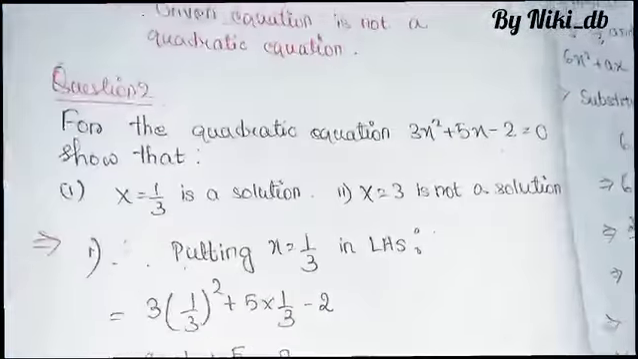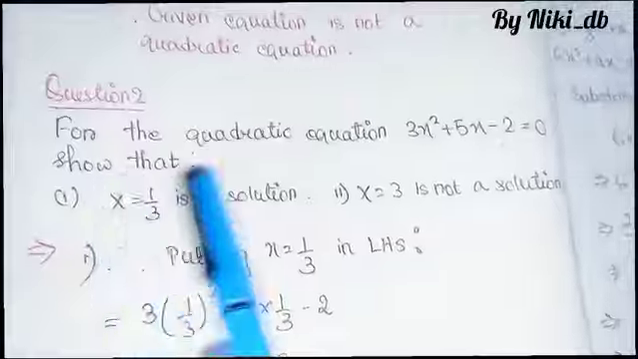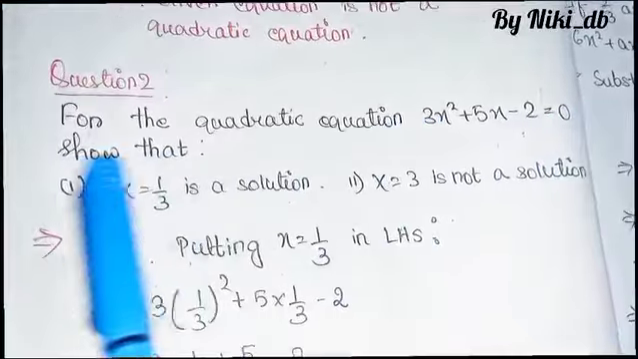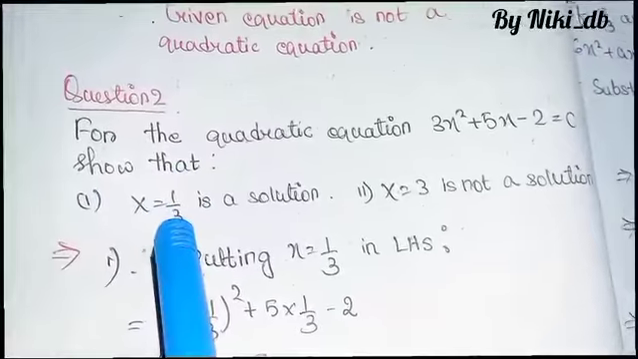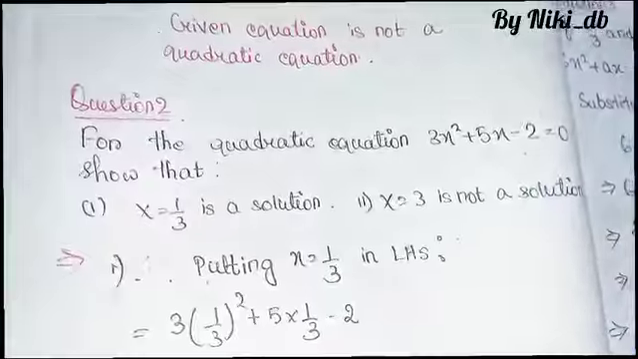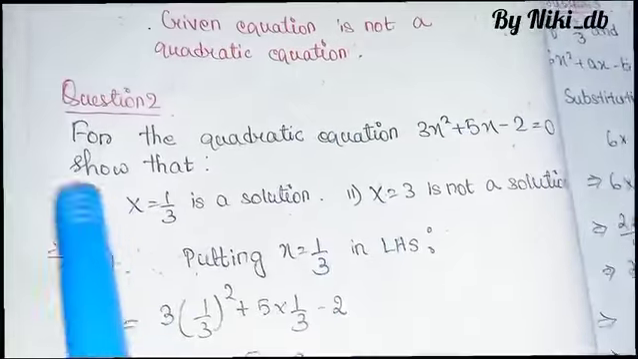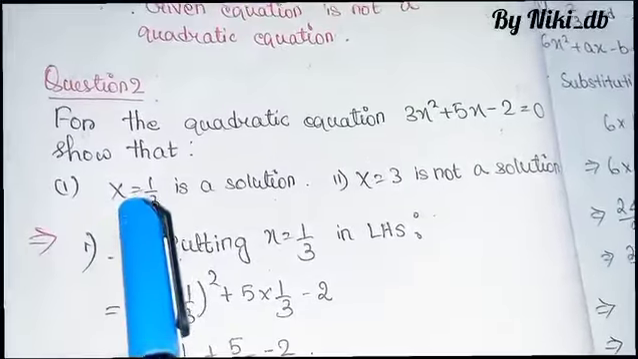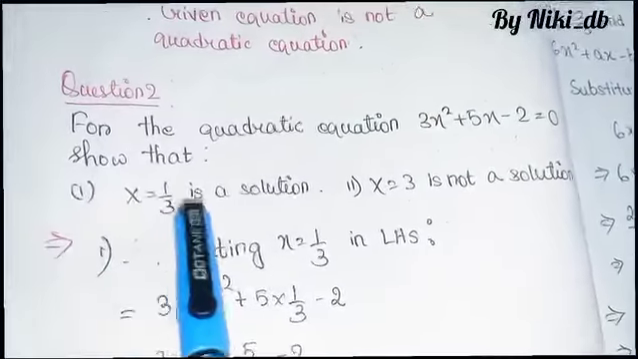Question 2 is: for the quadratic equation 3x square plus 5x minus 2 equals to 0, show that number 1, x equals to 1 by 3 is a solution, number 2, x equals to 3 is not a solution. Now let's solve number 1. Here the question says x equals to 1 by 3 is a solution.